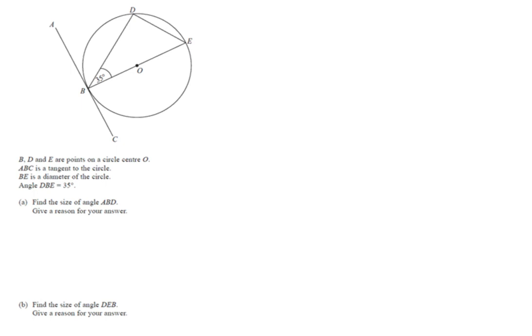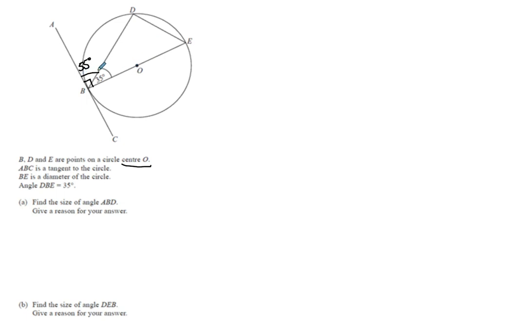All right, B, D, and E are points on a circle, center O. So again, we've got the center. Look out for the theorems that involve the center. So you can see radius meets tangent. So that's 90 degrees. So that bit, if that's 35, that bit is 55.